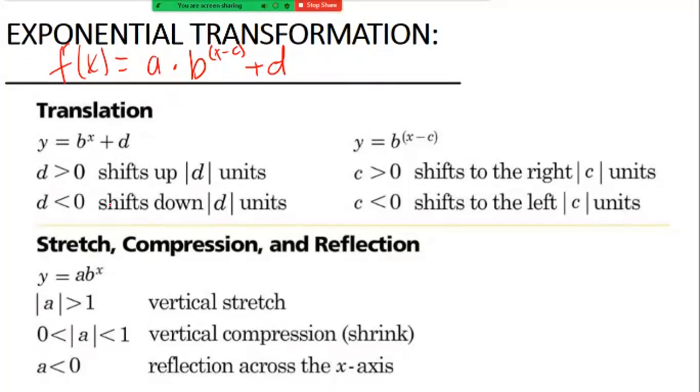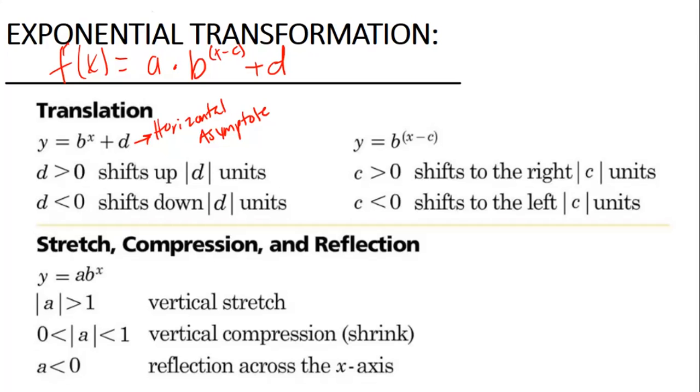Okay. Now, translations. When we have y equals b to the x plus d, d is very important. D tells us where our horizontal asymptote is. D is our vertical shift because it's on the vertical. That means it's affecting which variable? Vertical, up and down? Y. The vertical is the Y.